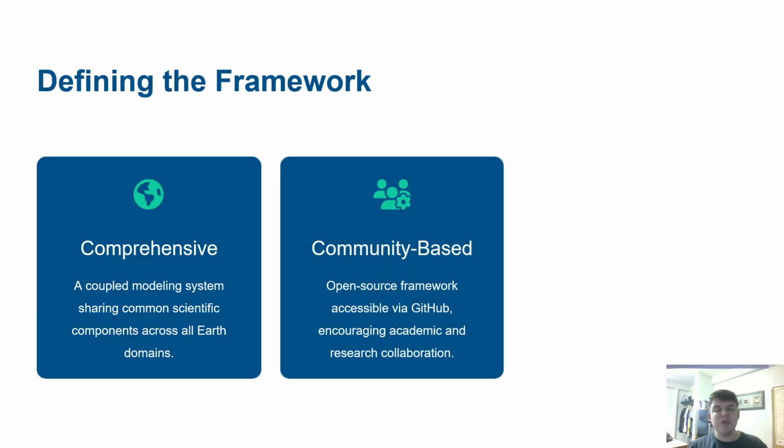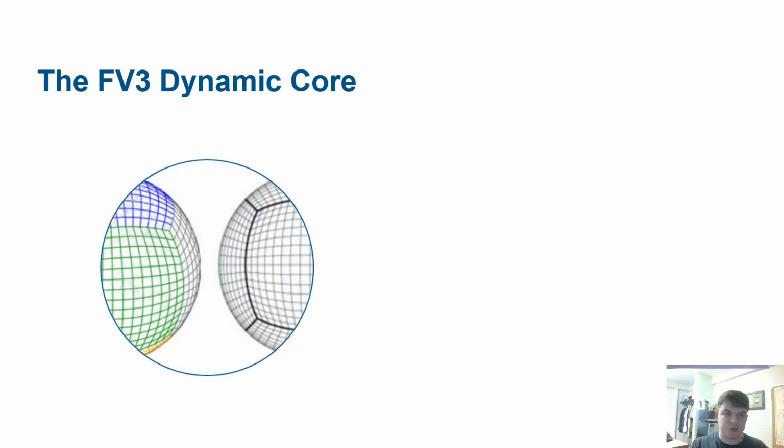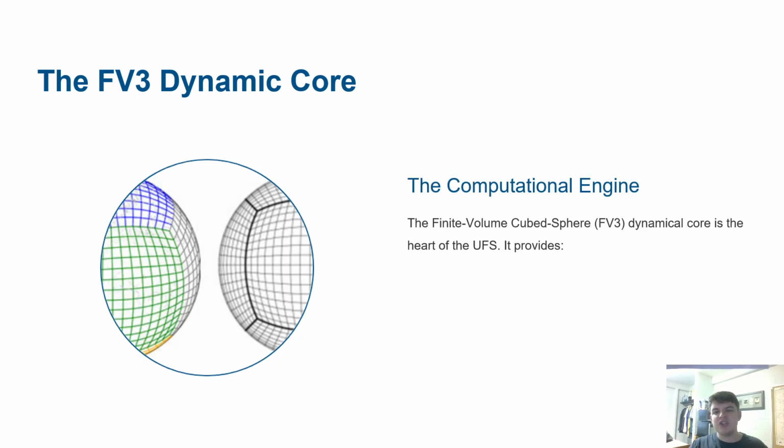Then we have that it's community-based. This is going to be open source. The WRF was open source. This will be open source as well. Everything's available on GitHub, and that means that experimentation and research can continue. And finally, it's smart. It reduces compute resources, it streamlines the framework considerably, and that makes it all the better from the standpoint of NOAA, especially as funding comes under scrutiny. So let's talk about the FV3 dynamic core. I said it was the future of the UFS, and it is. It's the computational engine.